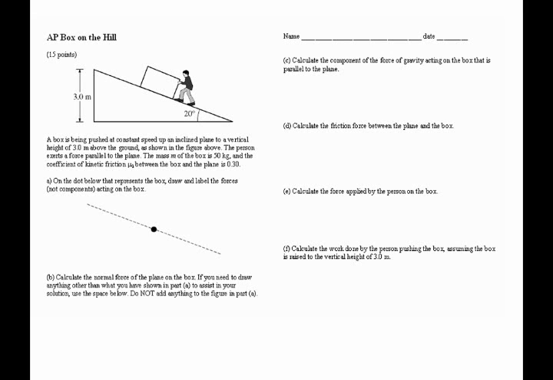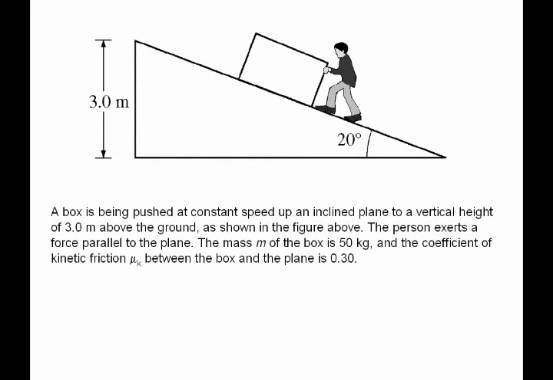Box on the Hill, AP. Remember, when we're doing box on the hill, we're going to take our coordinate system and rotate it so the x-axis is in the direction of motion. Gravity is pulling straight down. The normal has to be perpendicular to the surface.